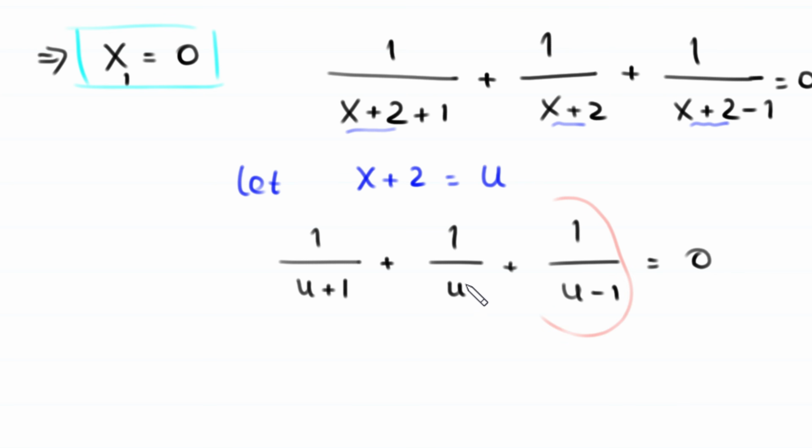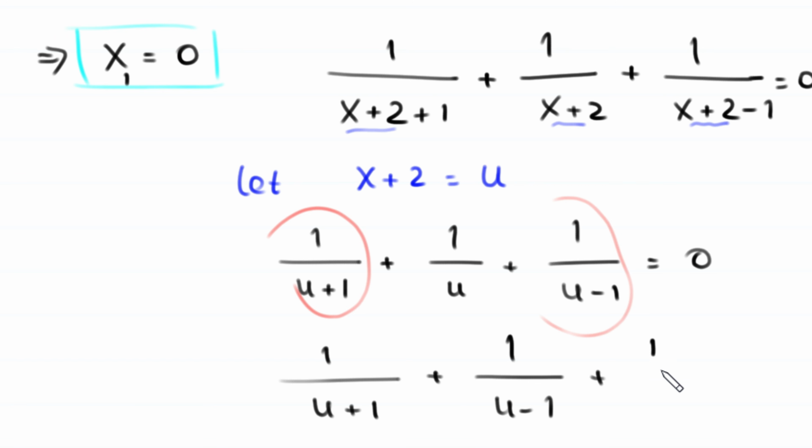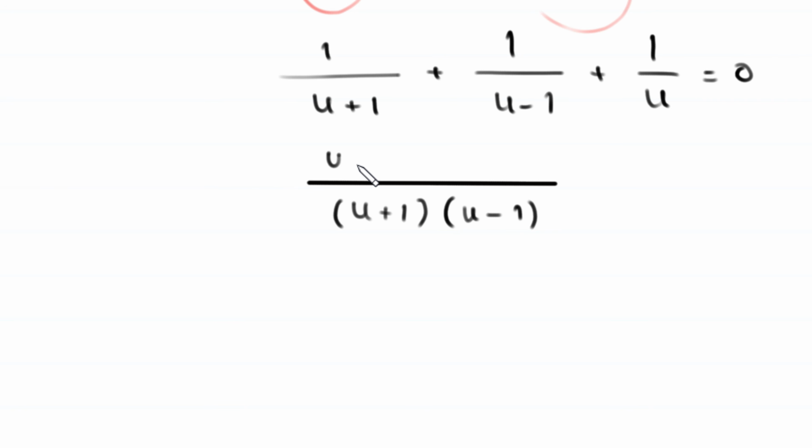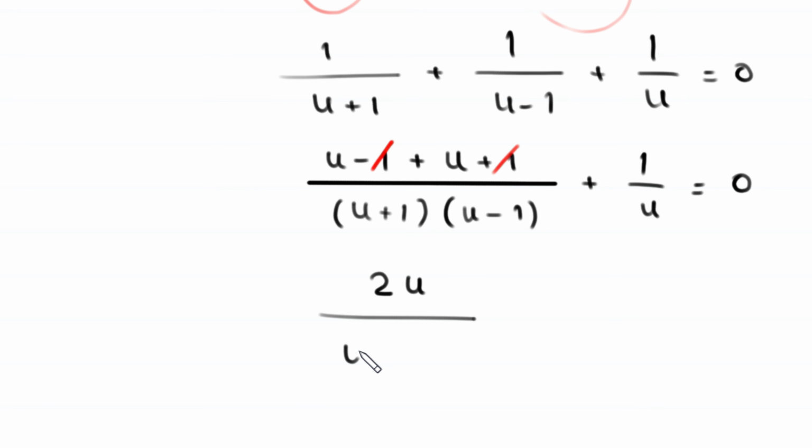We combine these two terms, 1/(u + 1) plus 1/(u - 1), plus 1 over u equal to 0. The common denominator of these two denominators is (u + 1)(u - 1). So 1 times (u - 1) plus 1 times (u + 1), over (u + 1)(u - 1), plus 1 over u equal to 0. The positive 1 cancels out with the negative 1, and u plus u becomes 2u divided by u² minus 1, plus 1 over u equal to 0.